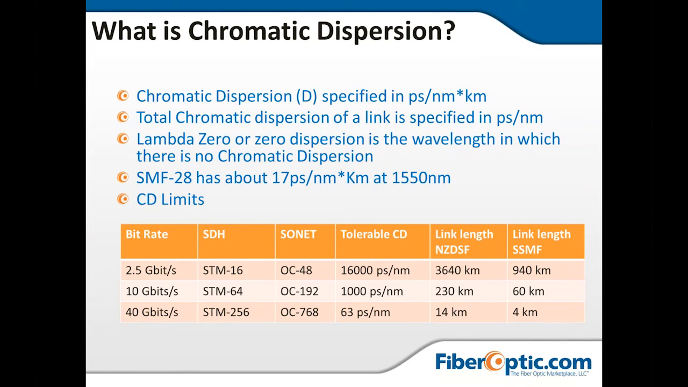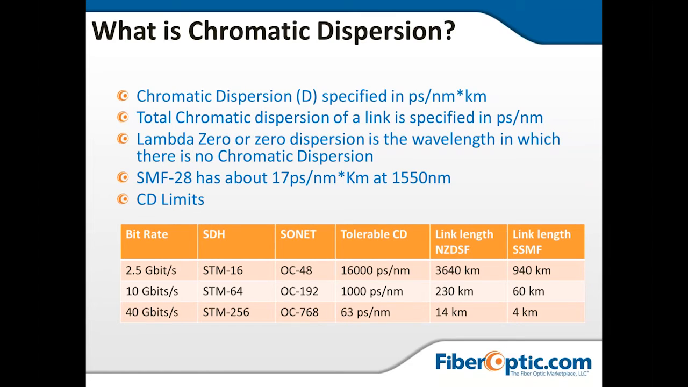So at 2.5 gigabits, we can have up to 16,000 picoseconds of delay, and this still works. That means that with standard single mode fiber, we could run 940 kilometers. With the newer fibers, the NZDS, which is like the third or fourth generation of fiber, we can run 3,640 kilometers without any kind of CD compensation. But 2.5 gigabits isn't getting the job done anymore.